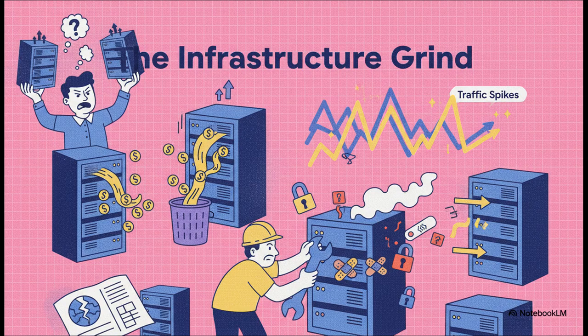In the old model, you were always playing this guessing game with capacity. If you guessed too low, your app would crash. If you guessed too high, you were just burning money. You were paying for servers 24/7, even at 3 in the morning when no one was on your site. And your teams? They were spending countless hours on maintenance, patching, updating, and desperately trying to plan for those sudden traffic spikes. It was just a constant, expensive grind.